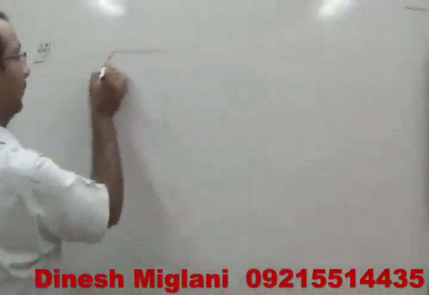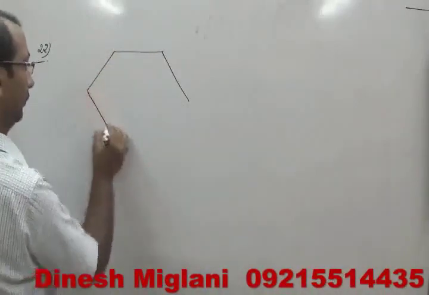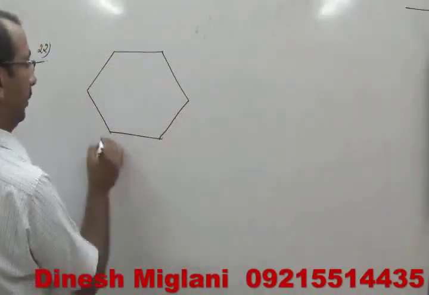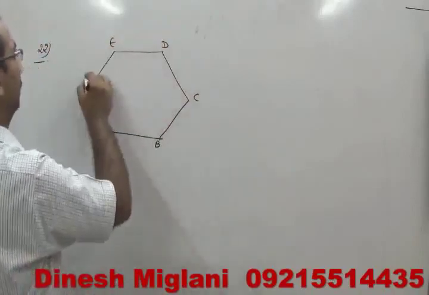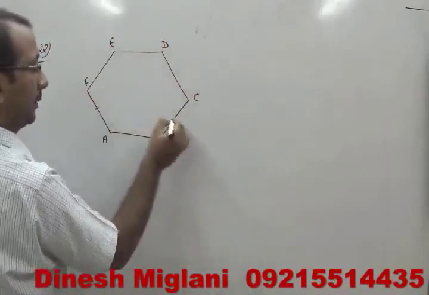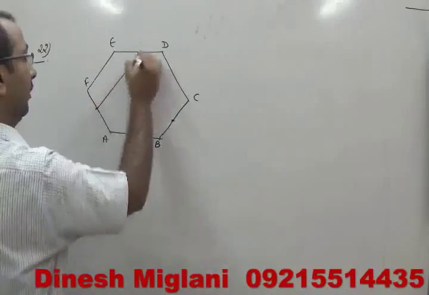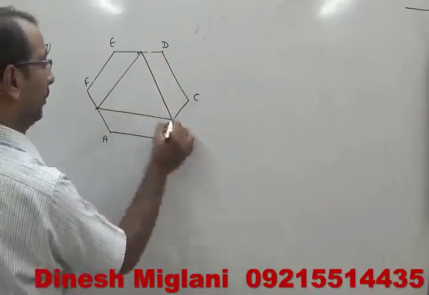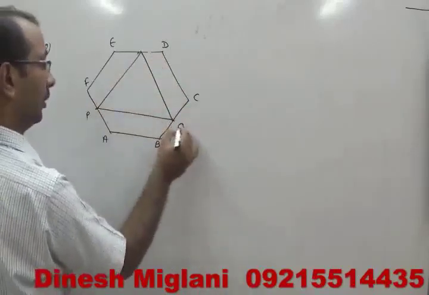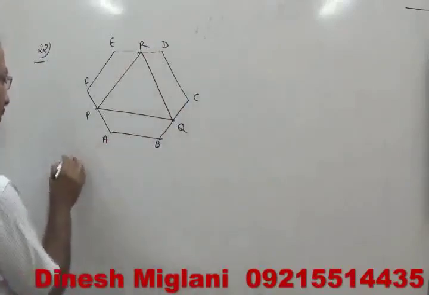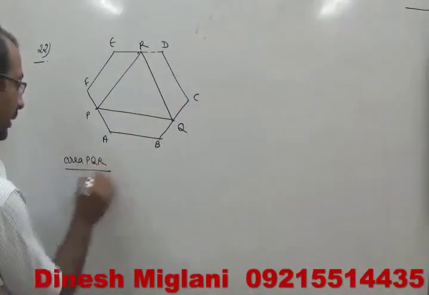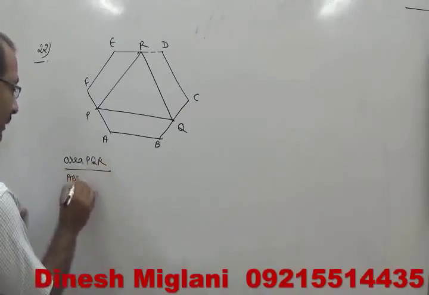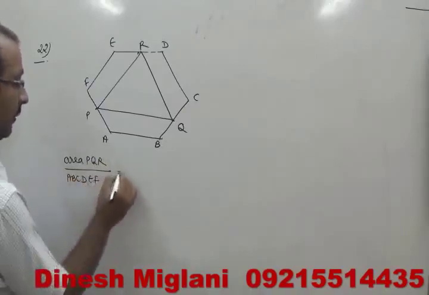It is given that one regular hexagon is there. Let us say A, B, C, D, E, F. These are the midpoints that we have met, said to be P, Q, R. The question is, what is the ratio of the area of PQR to the area of the hexagon A, B, C, D, E, F? That we have to find.